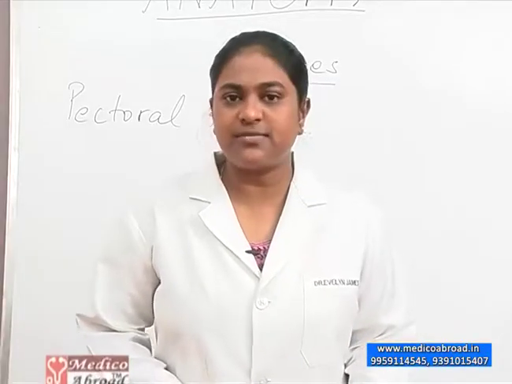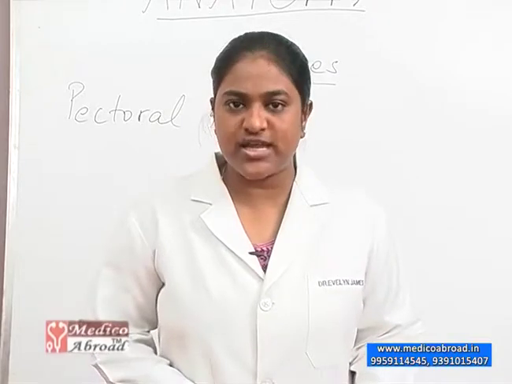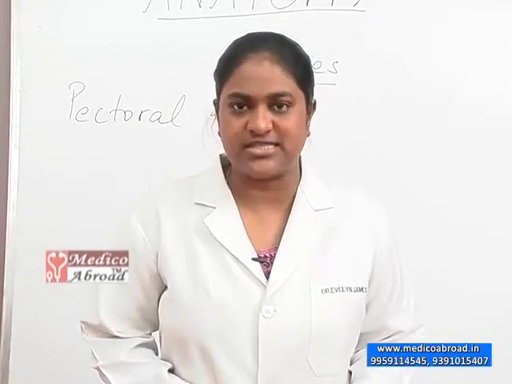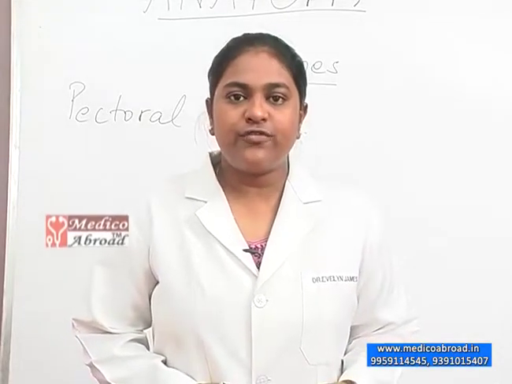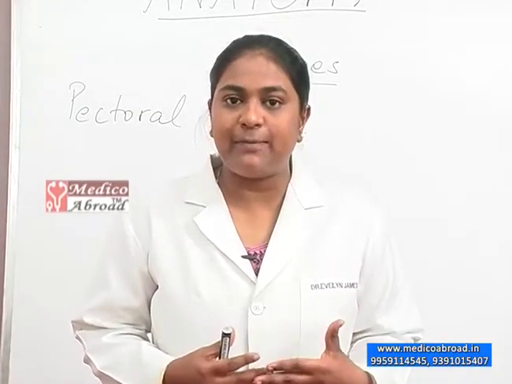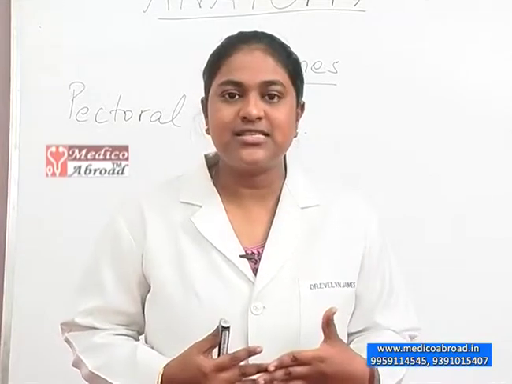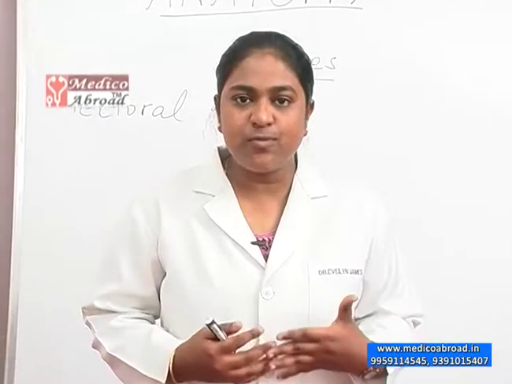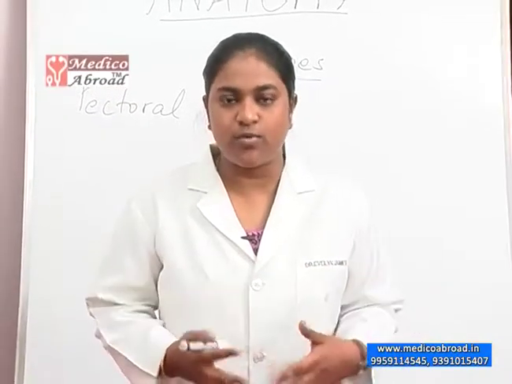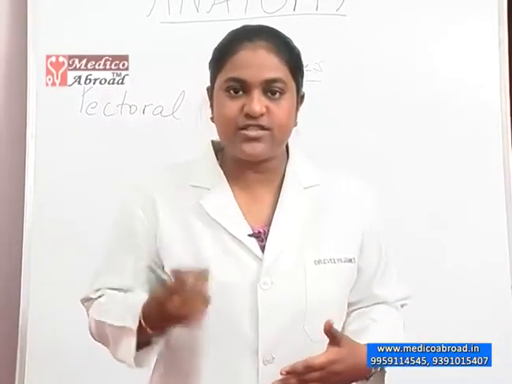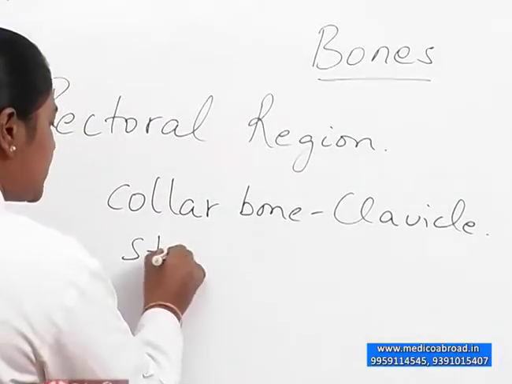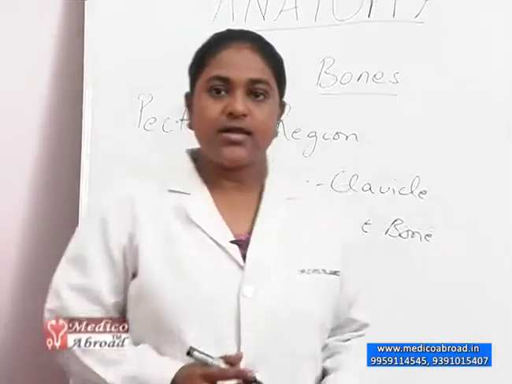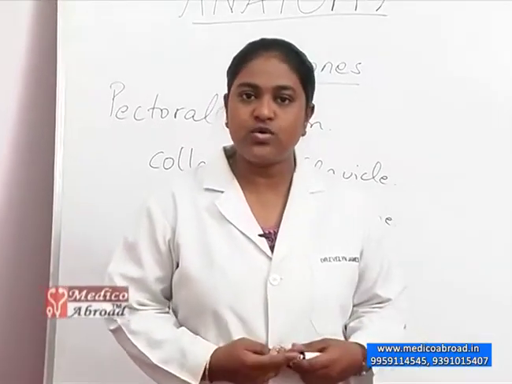Today, let's learn something about the bones in the chest and the upper limb. First, coming to the bones in the chest. There are a few bones in the chest which actually make up your axial skeleton, that is, the bones in the midline of the body. The most important of these bones are the clavicle, which is the collarbone, and the sternum, which is in the center. This is the breastbone. Now, if you remember, the human skeleton is divided into two.